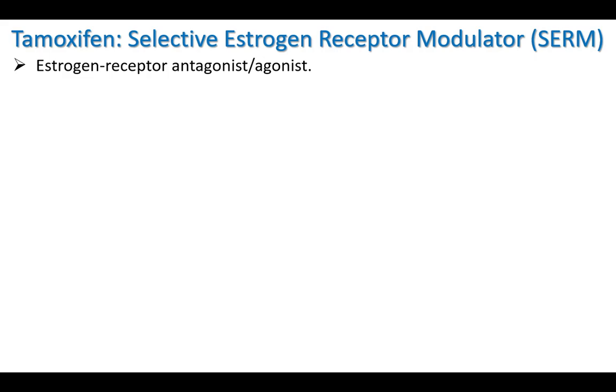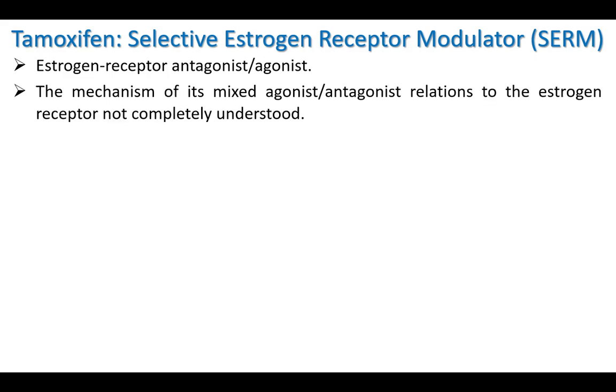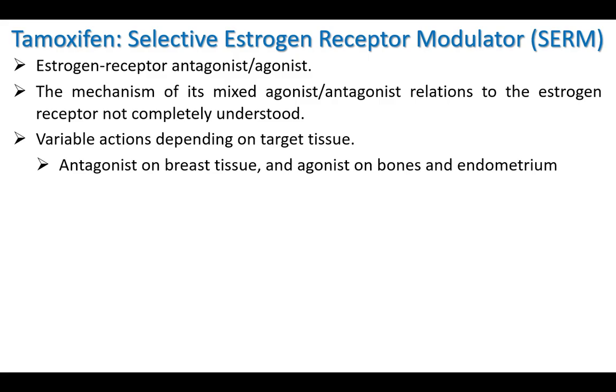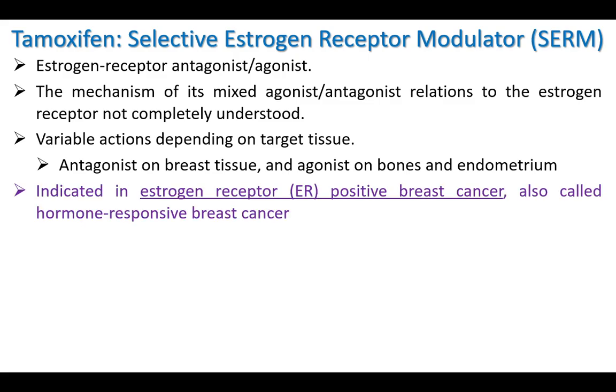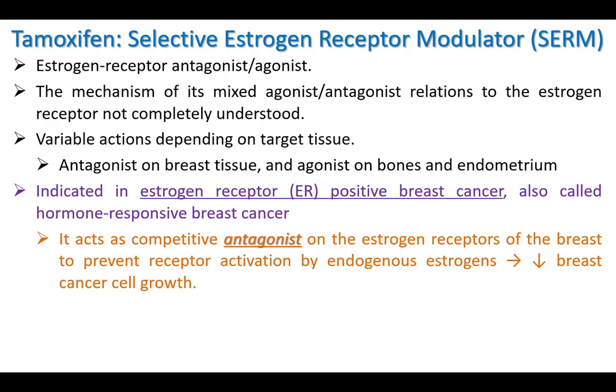So, estrogen receptor antagonist or agonist? It's mixed. It is agonist on certain tissues, antagonist on other tissues. It's antagonist on the breast tissue and agonist on the bone and endometrium. This is important. It's indicated in estrogen receptor positive breast cancers, and it's a competitive antagonist on the estrogen receptors of the breast to prevent the receptor activation by endogenous estrogens, so it decreases the breast cancer cell growth. That's the mode of action.